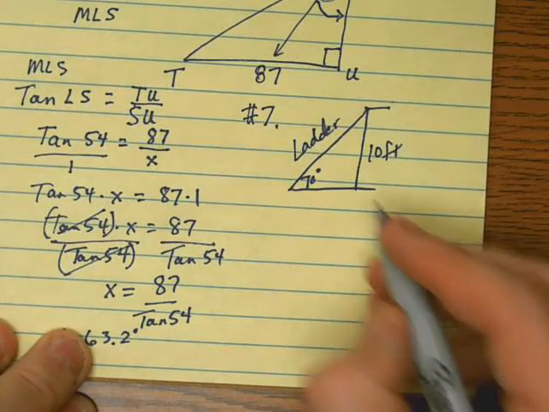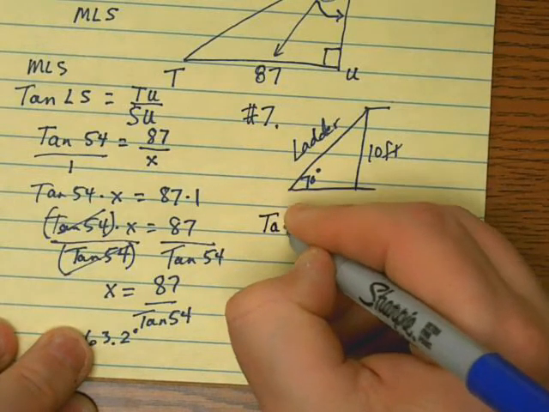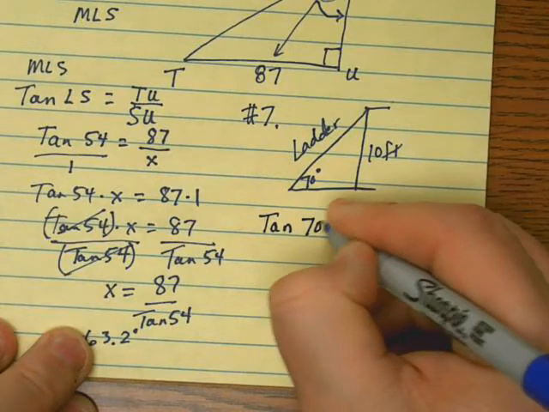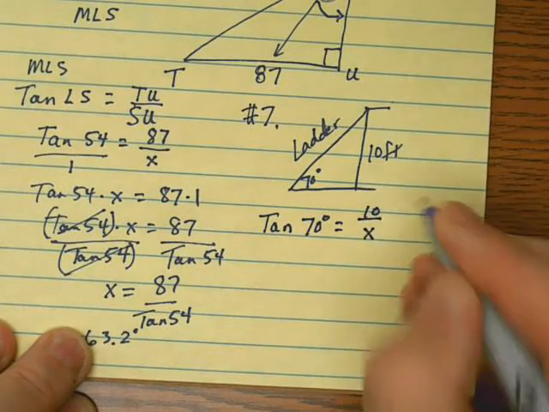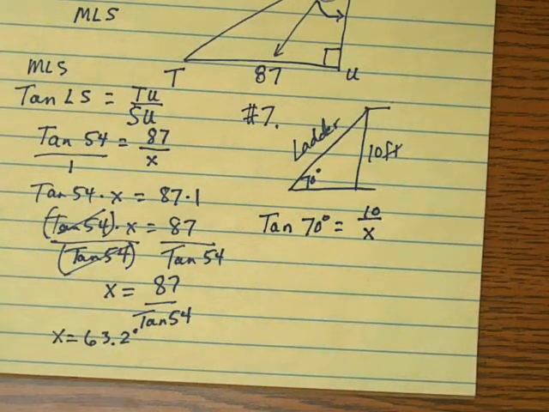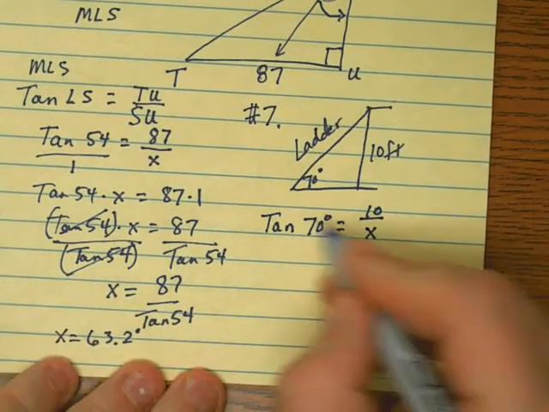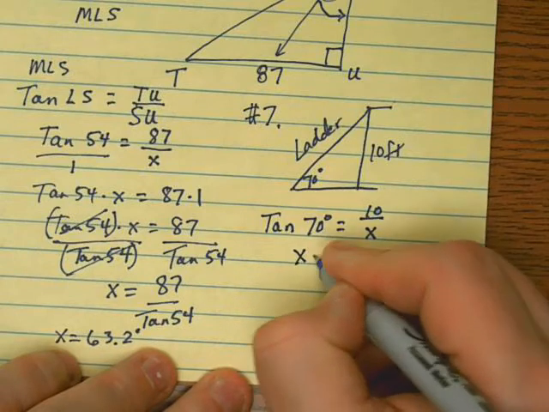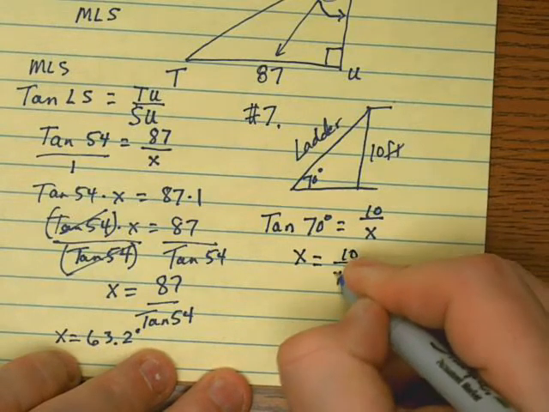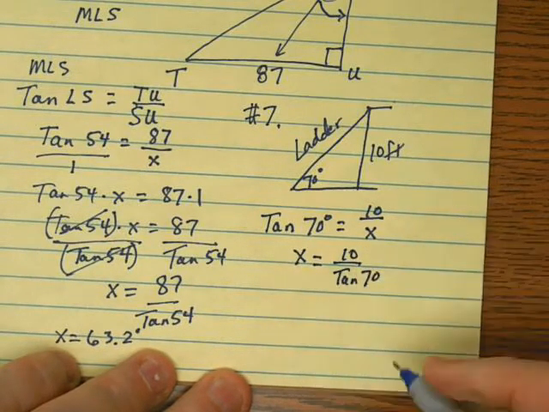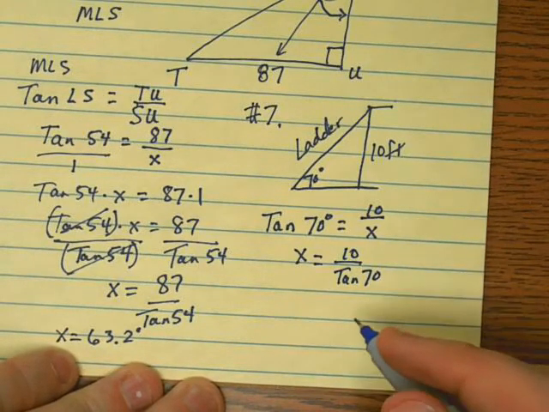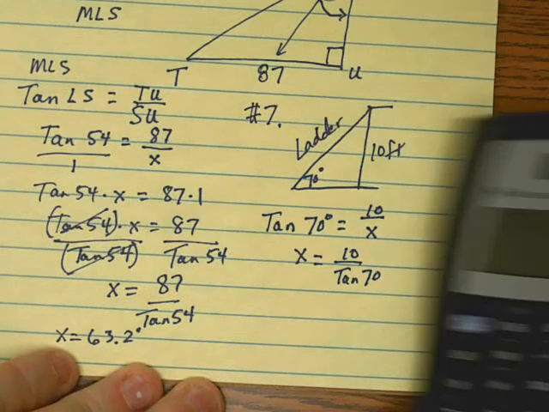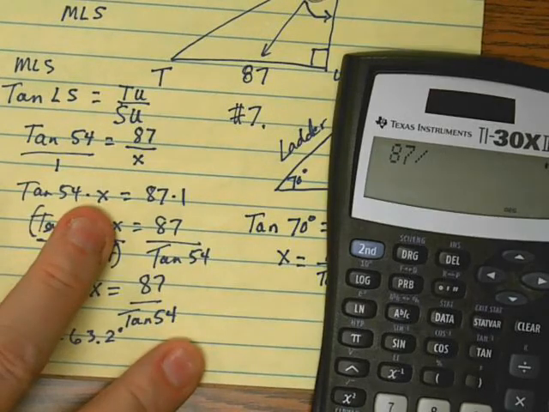Okay, so let's set up our tangent ratio. The tangent of 70 degrees is opposite, which is 10, over x. To solve for x, I just switch the place of x and the tangent of 70. X is equal to 10 over the tangent of 70. Can I always do that little shortcut? Yeah. That's just solving a proportion. It always works.